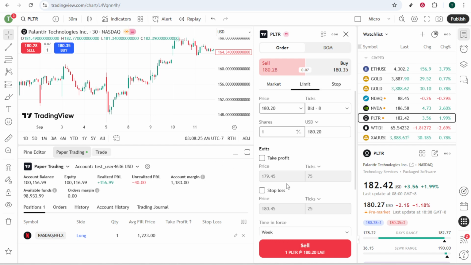With your broker connected and your orders placed, you're now all set to harness the potential of TradingView for your futures trading endeavors. Happy trading!